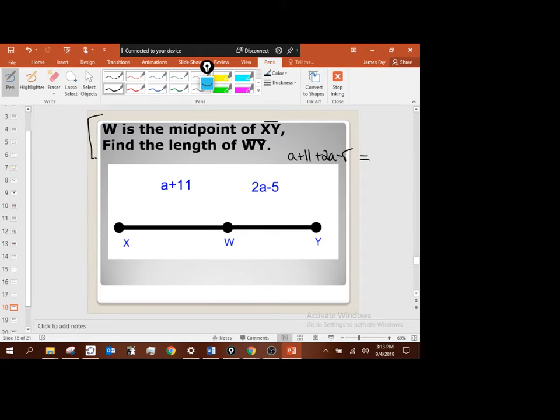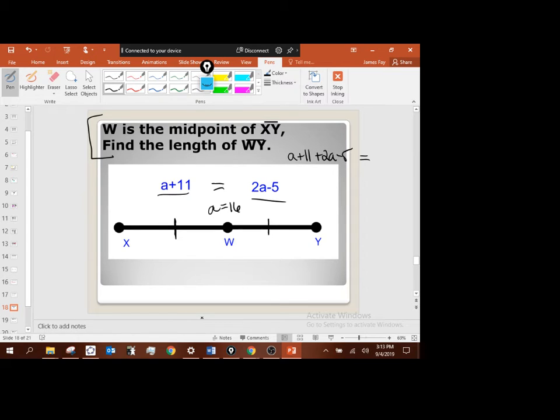Always read your directions. Your directions tell you W is a what? Midpoint. So that distance there and that distance there, those 2 distances are the same, correct? This is the distance for X to W. That's the distance for W to Y. If they're the same, what is the algebra that I use to show them the same? What am I going to put between them? Equal sign, right? Now do I have an equation that I can solve? Yeah, solve that. Subtract A from both sides, add 5 to both sides, and you get A to be 16.